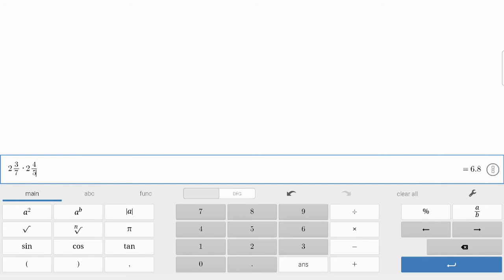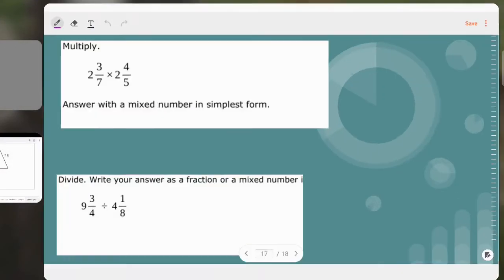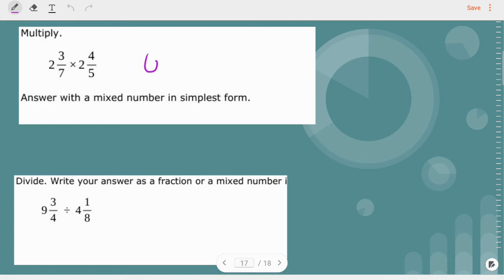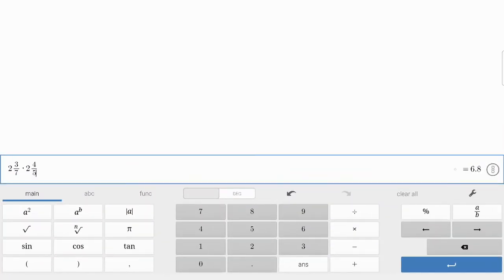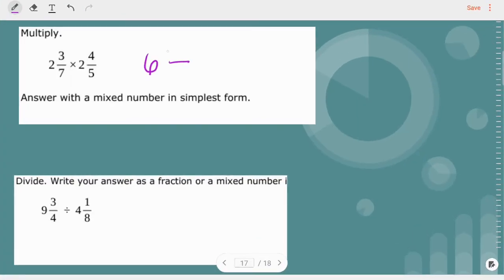Okay, what do I get? 6.8. So 6 is my whole number. I'm going to come right over here and write that really quick. 6 is my whole number, and what's my fraction? I want to get rid of that whole number, so I'm going to arrow over, minus 6. I got a remainder of 0.8, change that to a fraction, and 4/5.